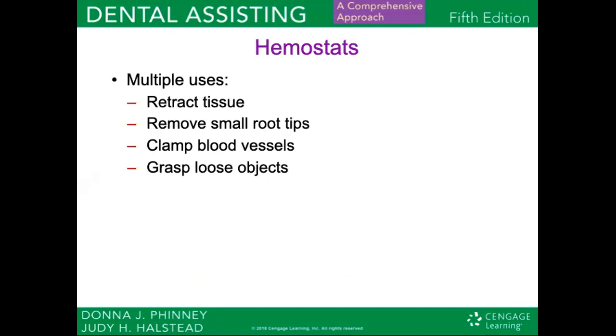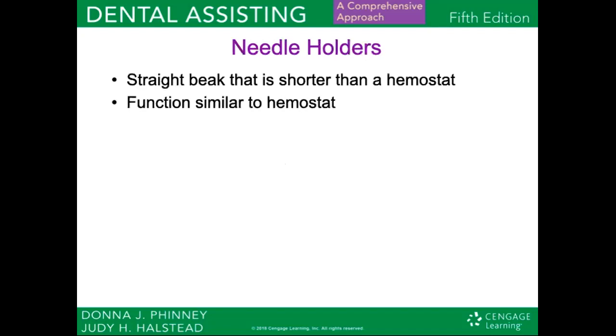A hemostat is a forceps with working ends that are not sharp, but are long with serrated or grooved beaks. They have locking handles and can be manipulated with one hand. They are available in various sizes, and they are used to retract tissue, to remove small root tips, to clamp blood vessels, and to grasp loose objects.